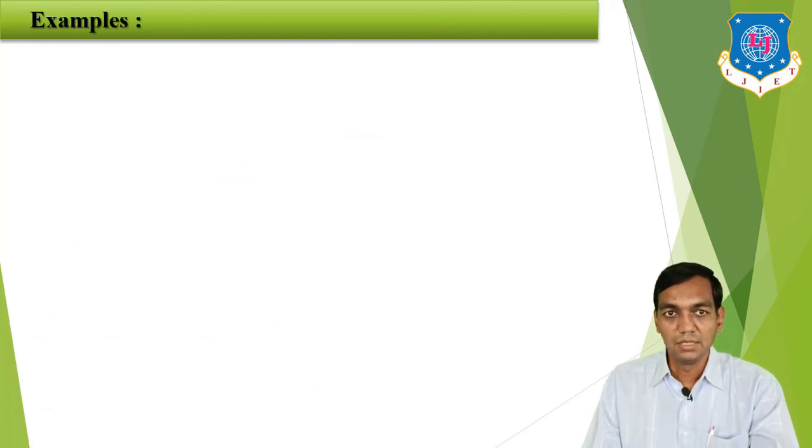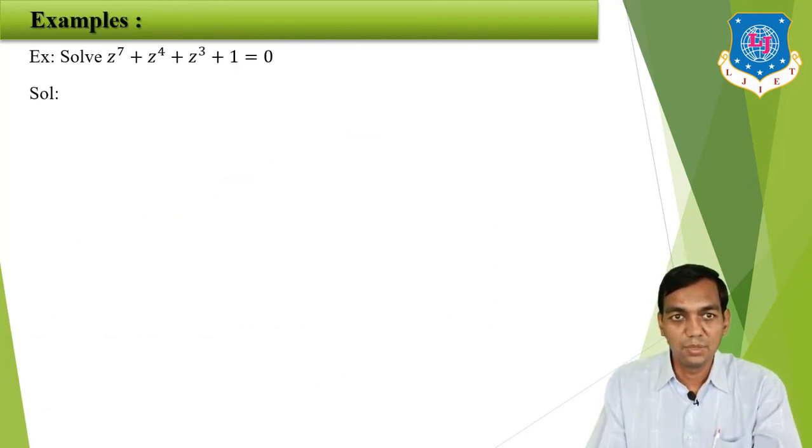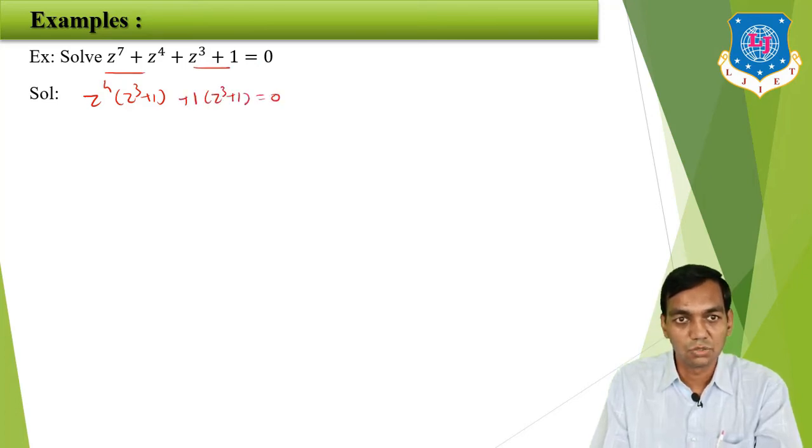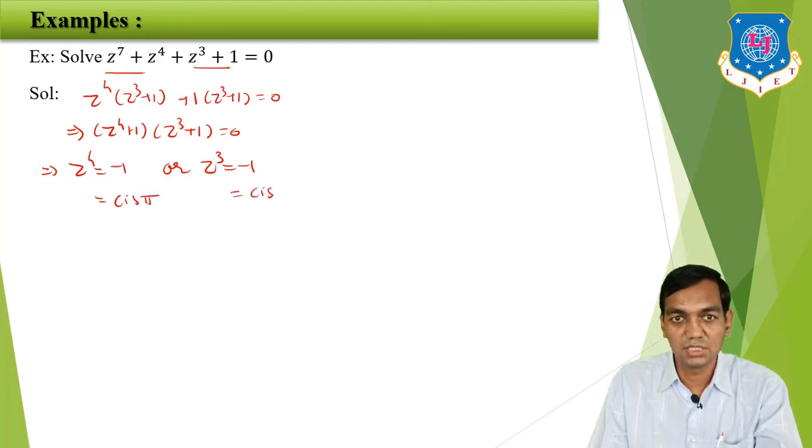Okay. Now, solve this type of equation. Here I am going to pair them. From the first 2 terms, z raised to 4 is common, and from the last 2, 1 is common. So you have two factors, z raised to 4 plus 1 and z cube plus 1. And that will give you z raised to 4 is equal to minus 1, or z cube is equal to minus 1. So this is going to be cis pi, and in the same manner this is also cis pi.